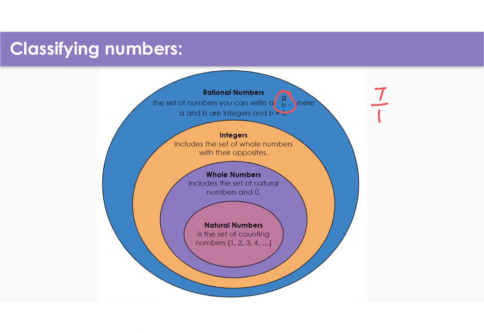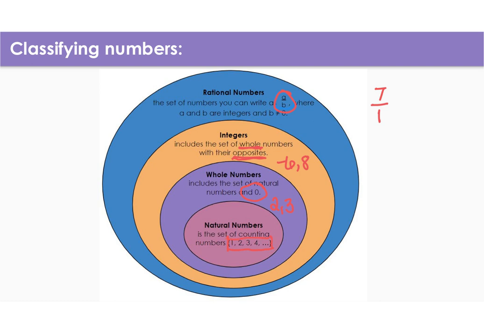Integers. Whole numbers and their opposites. So that means you're looking at negative and positive whole numbers. So like -6 and 8. Whole numbers is all the natural numbers and 0. These are only positive numbers. So like 2 and 3. And then natural numbers is your counting numbers. That does not include 0.